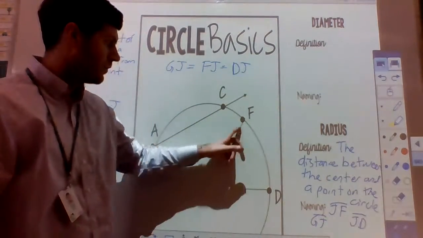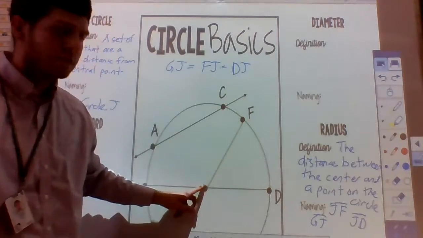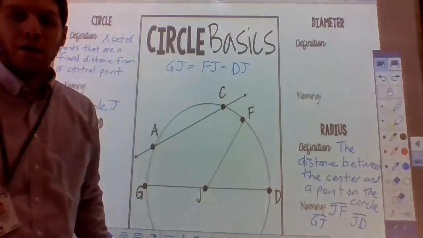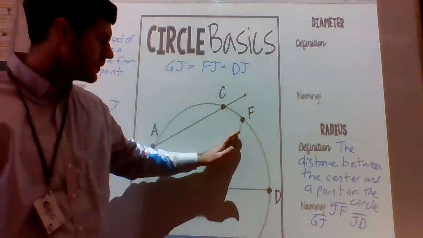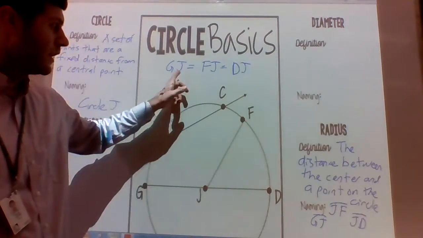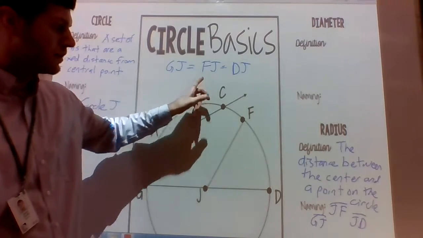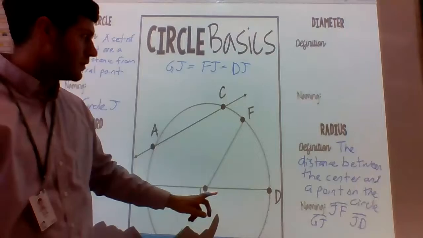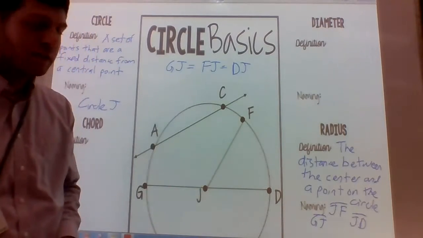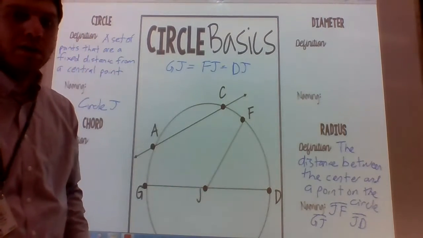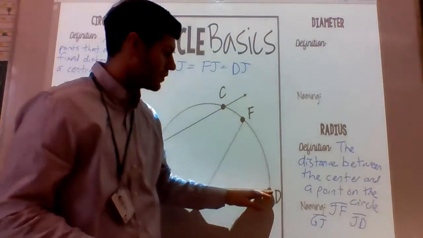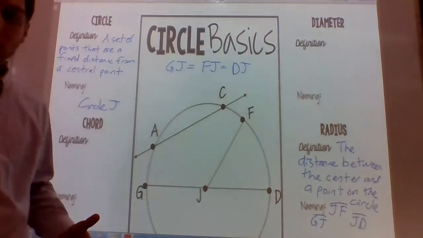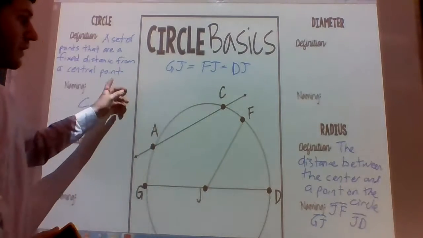So JF is a segment that represents the radius. It's a segment that goes from the center to any point on the circle. The distance between J and F is the same as the distance between J and G and between J and D, because they're all radii, and the radii are all the same. The radius goes from the center to a point on the circle, and that distance is always the same, because that's how we're defining our circle.